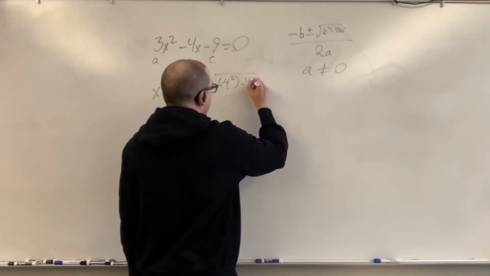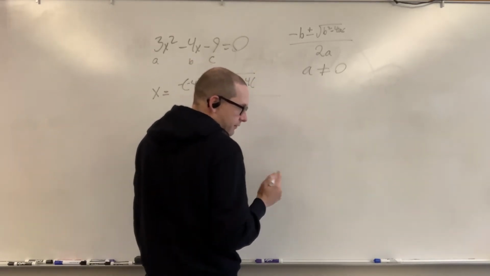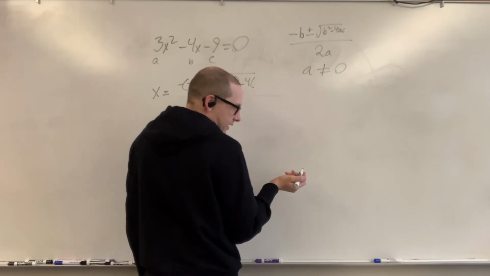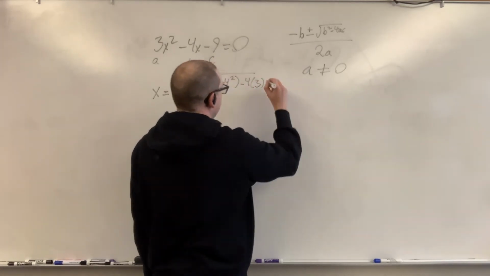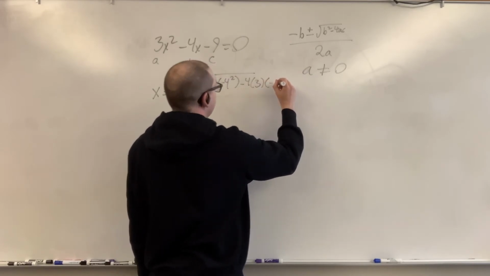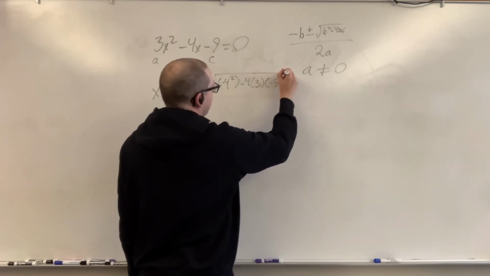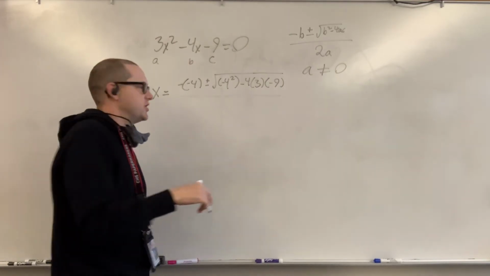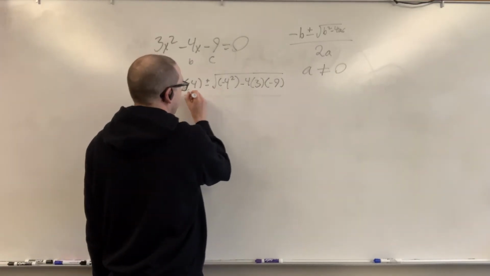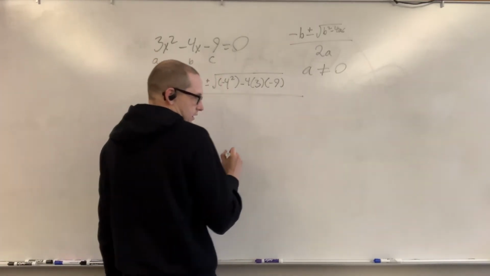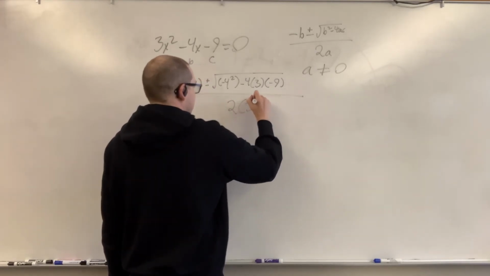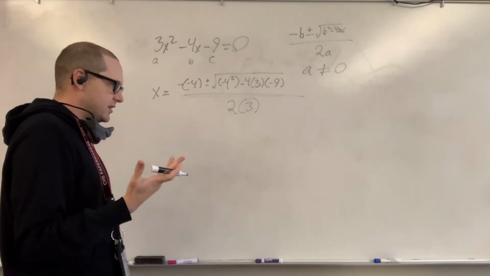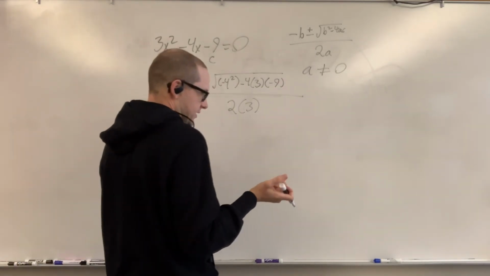minus 4 times the quantity of 3, because A was 3, times negative 9, because C was negative 9. All of that's inside of that radical. So they're all stuck in jail there in the radical. And that is all over 2 times the quantity of A, which A is 3. So 2 times 3. And then we just start doing our basic arithmetic here.